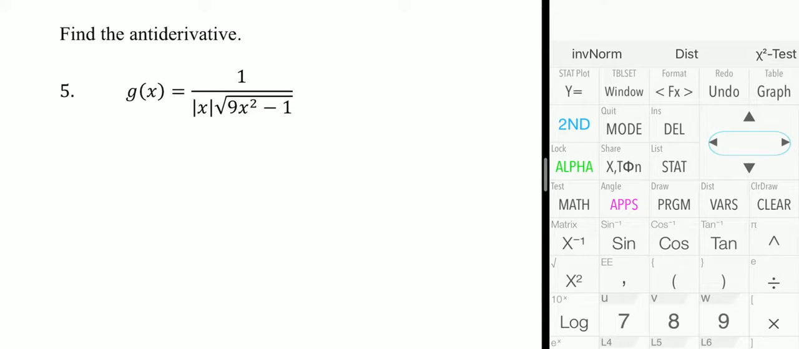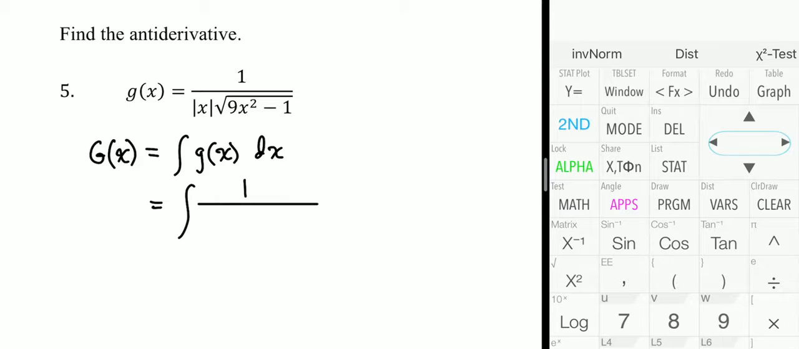We're going the other way, where we're asked to find the antiderivative of some function, in this case g of x. So if I'm looking to find the antiderivative, I might call that capital G, the antiderivative of g, in which case I'd be looking for the integral associated with 1 over the absolute value of x square root of 9x squared minus 1 dx.